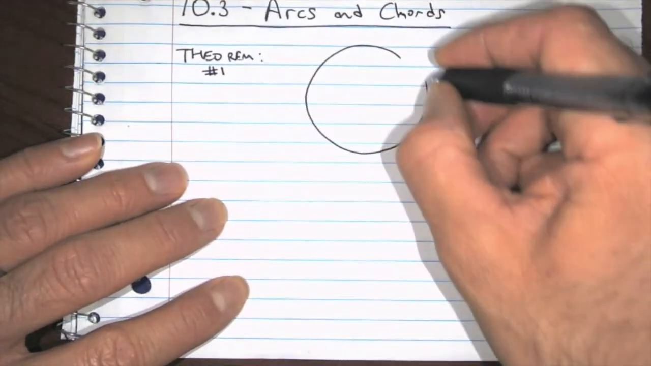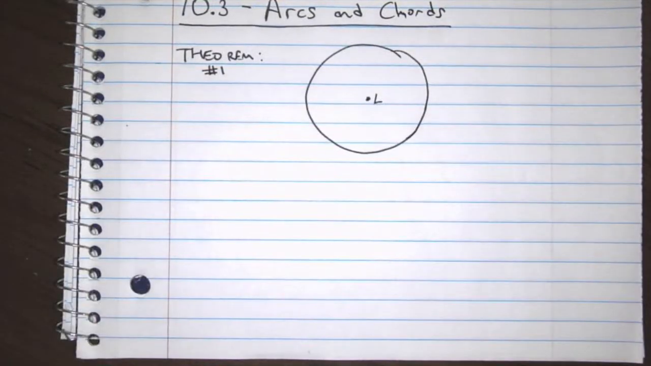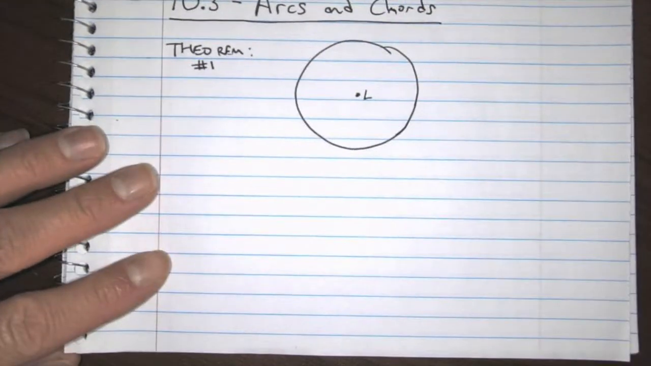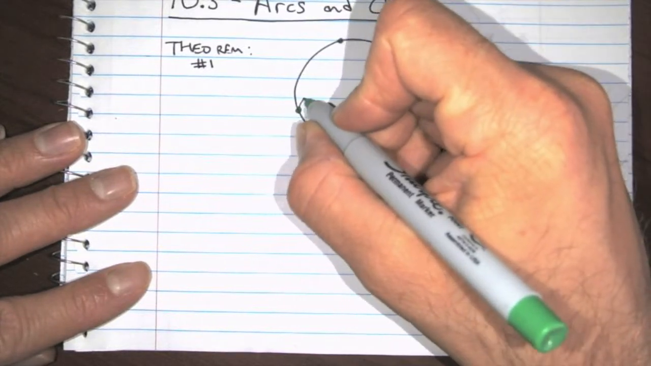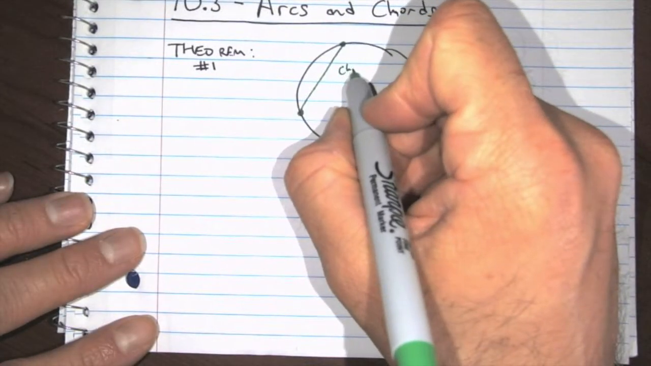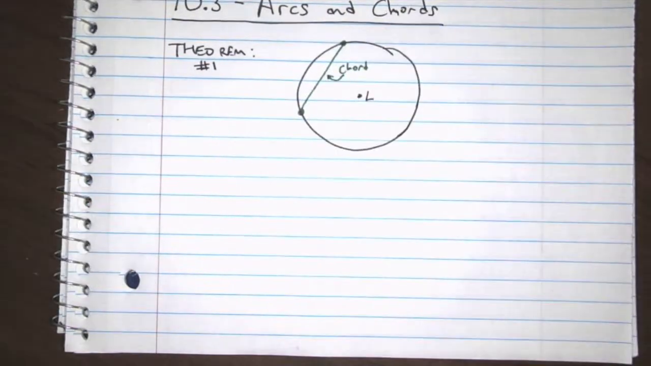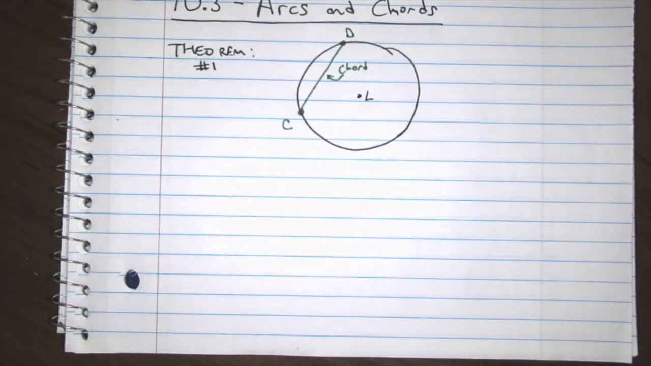Theorem number 1 pretty much says this. If you have a circle, give it a center. Let's call it center L. If you have 2 chords of equal length, so let's make some chords. Hopefully you remember what a chord is. A chord goes from an endpoint to another endpoint on a circle. That's an example of a chord. Let's label this chord. How about CD?